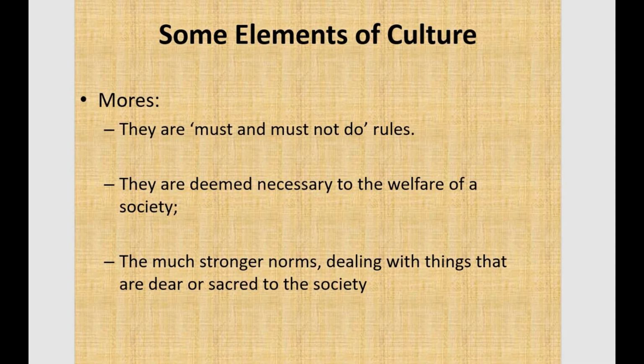But with the mores, these are the must and must not do rules, meaning that they are insisted upon. That means a compulsory norm that is expected of you to do or not to do. Society deems them necessary to its welfare. How a society values a norm will determine how strong that norm is going to be. If a society deems a norm to be at the center of their heart, in case you violate it, you face a major consequence.